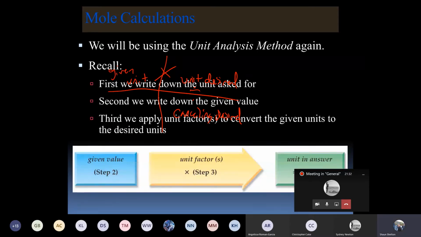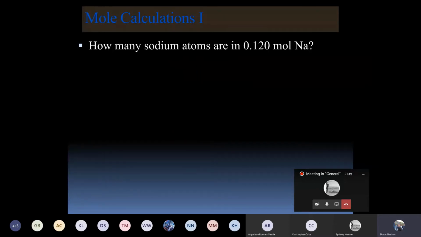So again, we take the given value, we use the unit factor. So this is your conversion factor here, and then that gets you to the answer with the correct unit. So that's what that T-chart is going to help you do. So we're going to get to our first example here that says how many sodium atoms are in 0.120 moles of sodium.